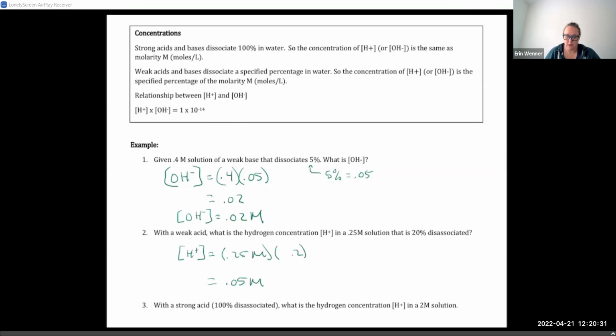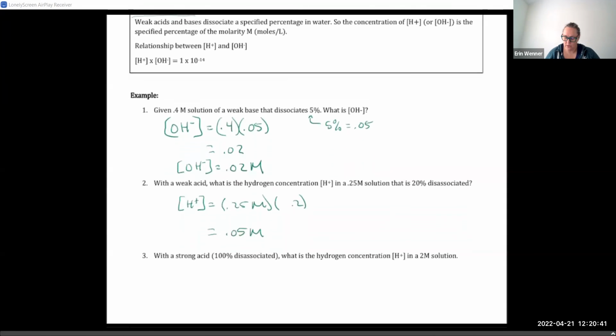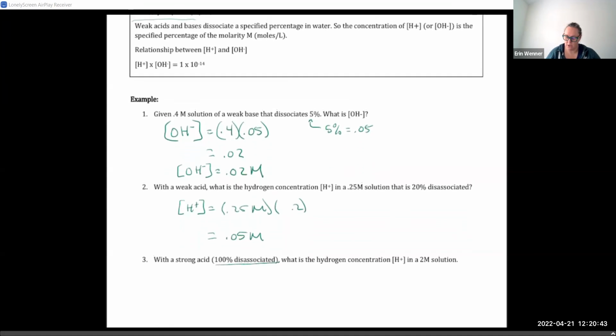So as it says, strong acids and bases dissociate 100% in water. So the concentration is the same as the molarity. So what is our concentration? Because it's 100% dissociated, it's going to be 2 M. Again, if you wanted to use the math to represent it, we could think of H+ as being 1 times 2 M, right? Because 1 is your percentage, meaning 1 equals 100%. So you could still get there by doing the process of taking the percentage of the concentration. Okay.